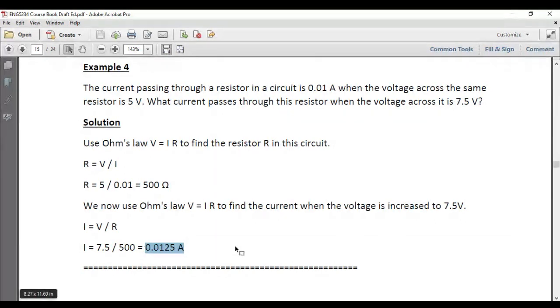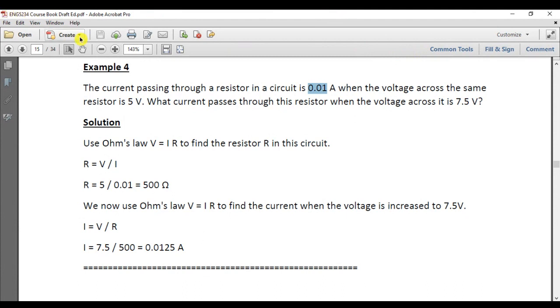Now look at the initial current, which was 0.01 when the voltage applied was 5 volts. When you increase the voltage to 7.5 volts, you can see that the current also increased. 0.0125 is larger than 0.01. So voltage increased, current increased.